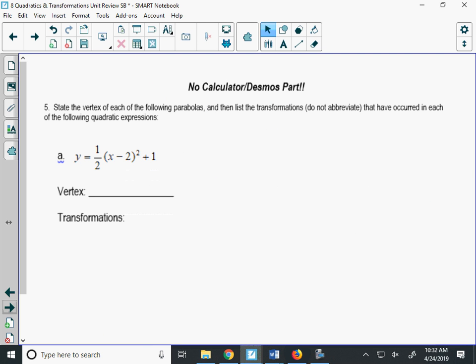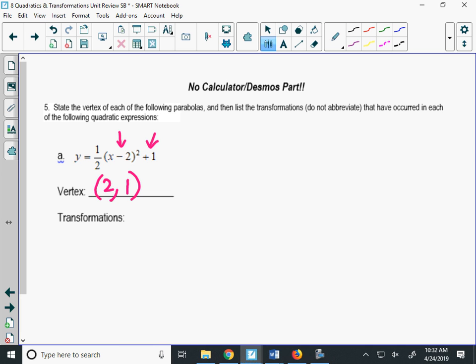Okay, the next problem on the review here is going to be number 5. This is the no calculator part of the review. State the vertex from standard form and then list the transformations that have happened. Well, the vertex here, you take the opposite of the number in the parentheses, which here would be +2, and then the same as the number on the outside, 1.